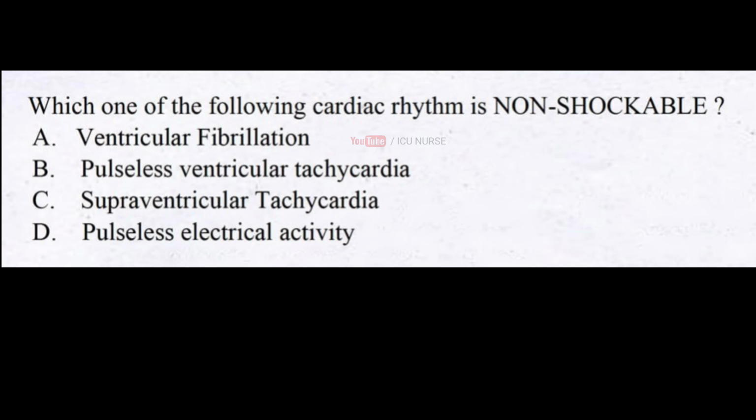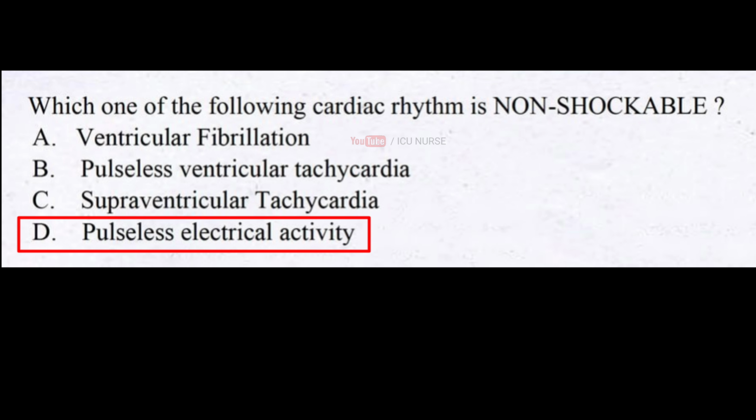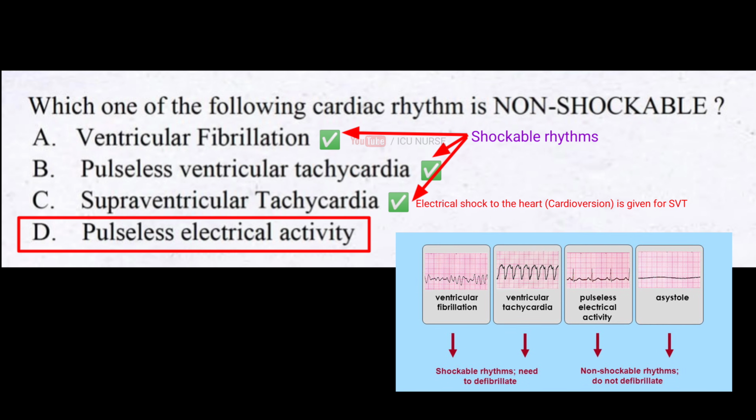Which one of the following cardiac rhythm is non-shockable? A. Ventricular fibrillation. B. Pulseless ventricular tachycardia. C. Supraventricular tachycardia. D. Pulseless electrical activity. And the correct answer is D. Pulseless electrical activity. Ventricular fibrillation, pulseless ventricular tachycardia, and supraventricular tachycardia are all shockable rhythms, whereas pulseless electrical activity is a non-shockable rhythm.